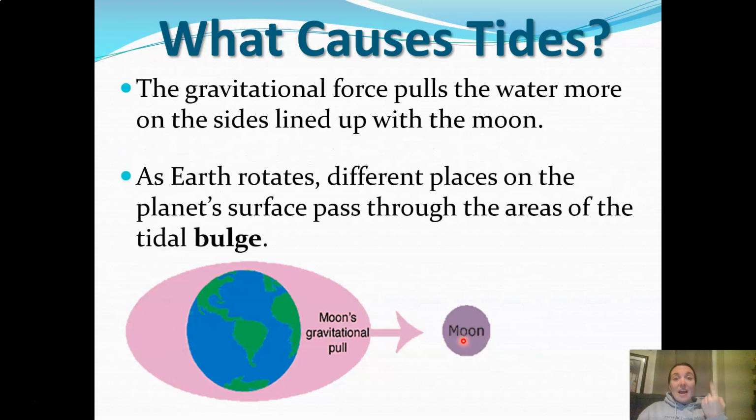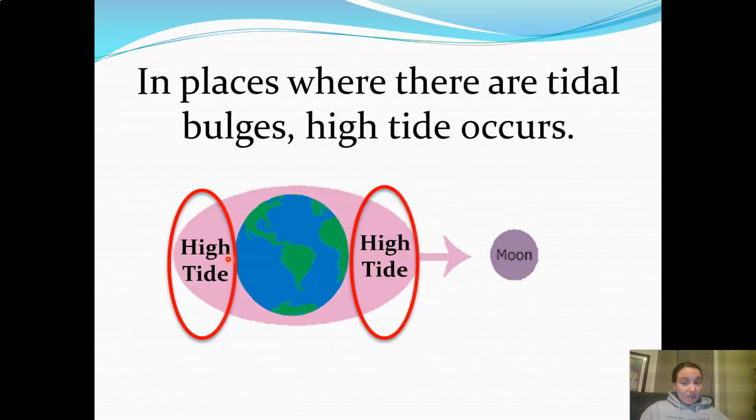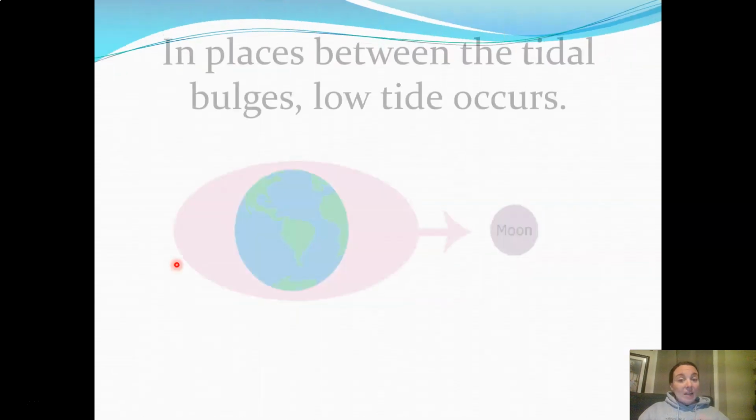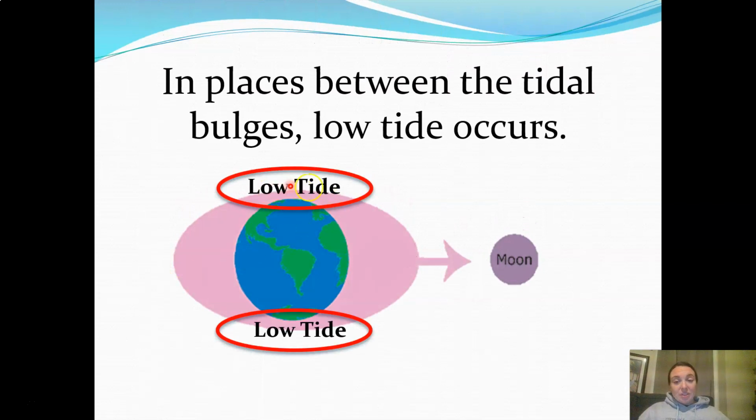As Earth rotates every day, different places on the planet's surface pass through the areas of the tidal bulge. But that bulge is always going to be facing towards the moon. When the place that you are on Earth is passing through that tidal bulge, you will see high tide. When you pass through the places where there's no bulge, you experience, or the sea experiences, low tide. Notice how they are facing away from the moon.